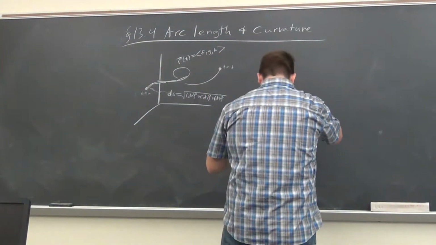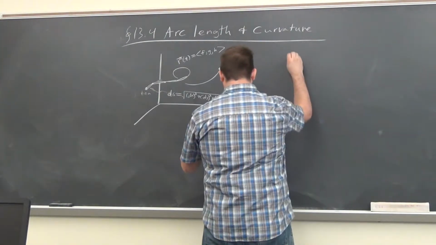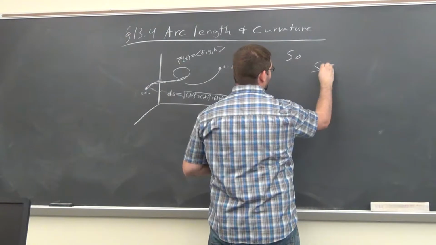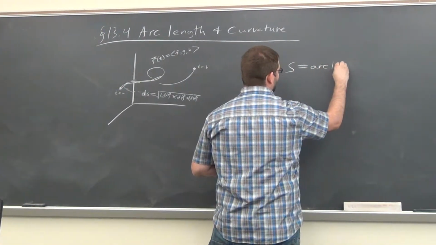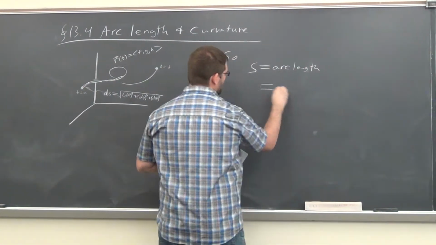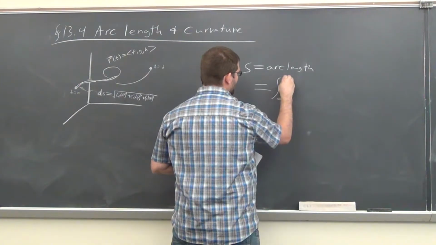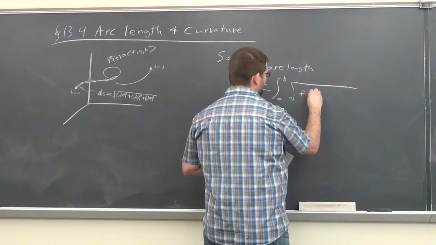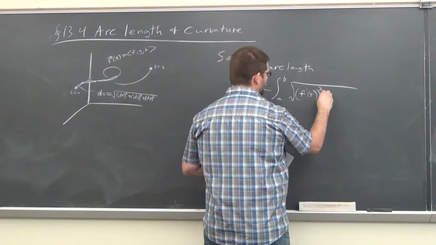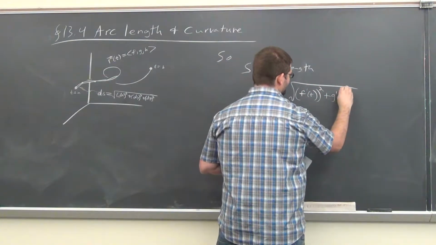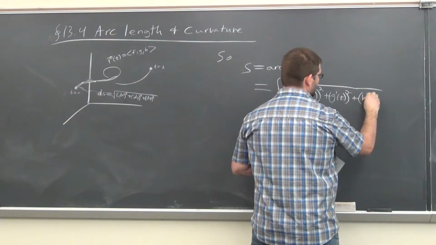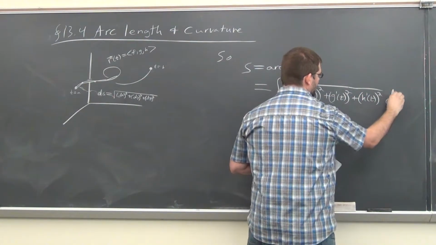And so without worrying about it too much, let's just say S, which I'm going to say is arc length, will become the integral from a to b of the square root of f prime of t squared plus g prime of t squared plus h prime of t squared dt.